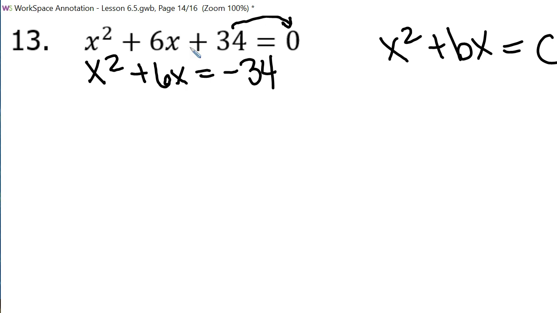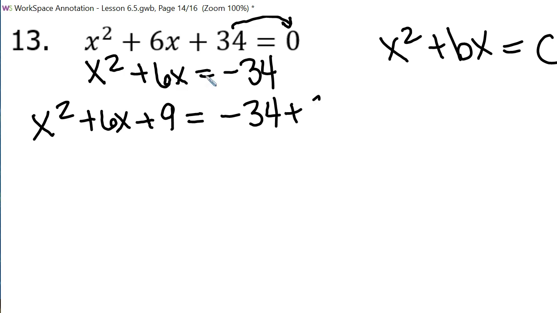Now we need to find a number that completes the square. So what is b? 6 divided by 2. What does that give you? 3. And what is 3 squared? 9. What do I do with 9? Add it to both sides. So that would be x squared plus 6x plus 9 equals -34 plus 9. So make sure that 9 is added 1 time to the left and 1 time to the right.